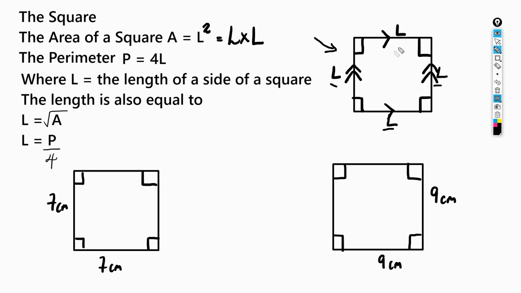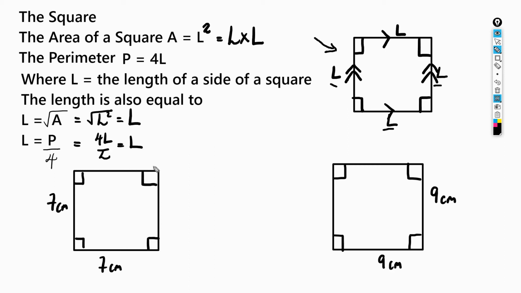because there are four sides for the square. Here, L is equal to the length of a side of the square, and the length is also equal to the square root of A. That makes perfect sense, because this would be the square root of L squared, which is equal to L. The length is also equal to the perimeter over 4, which makes sense because 4L over 4 would give us L. So that makes perfect sense.